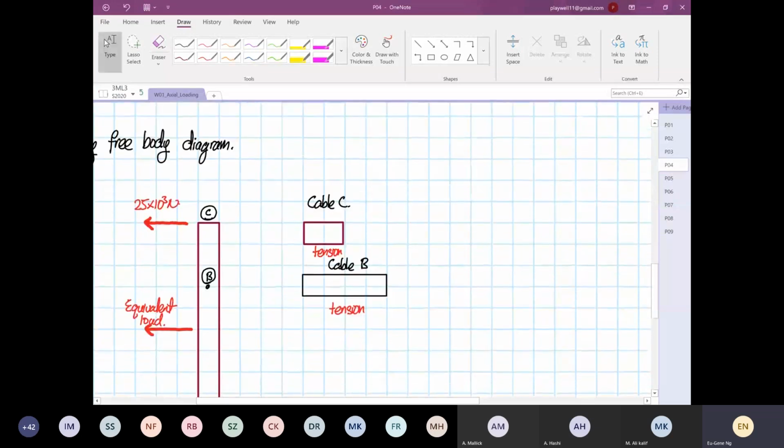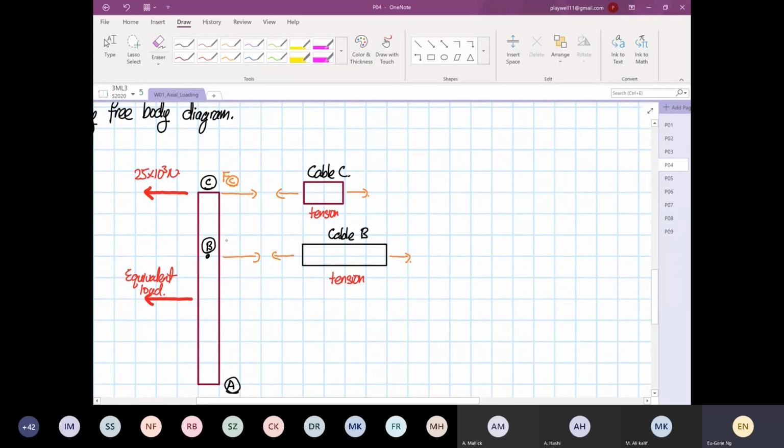So we know that this is the direction of our cable. In fact, I should have put my cable slightly higher. So we know that this is in tension, and cable B is also in tension. And when we apply Newton's third law, action equals reaction, same in magnitude, different direction, this is the direction of your FC with reference to your member ABC. And this is your FA. So there's your FC and there's your FA.